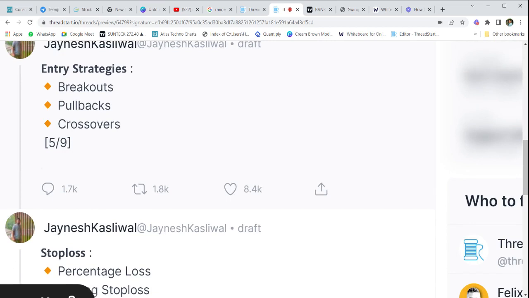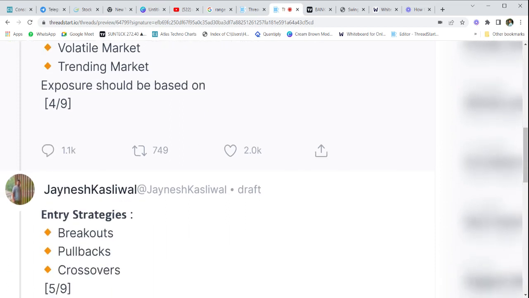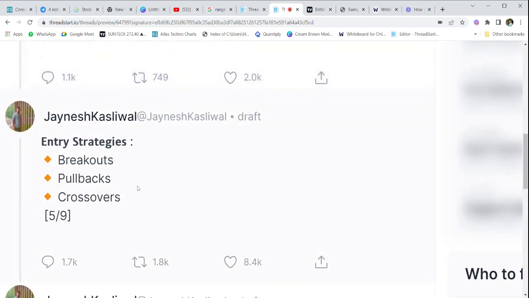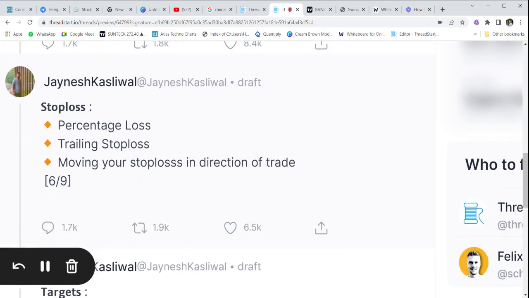Now, entry strategies. There are many types of entry strategies. Once you have decided the type of market condition, you have to decide whether you want to trade breakouts, pullbacks, or crossovers. In trending markets, you should focus more on breakouts. When there is a volatile market or range bound markets, you should focus on pullbacks and retest trading. And you can use crossovers whenever there is a trending market. So entry strategies you have to decide based upon the market conditions at that current point of time.